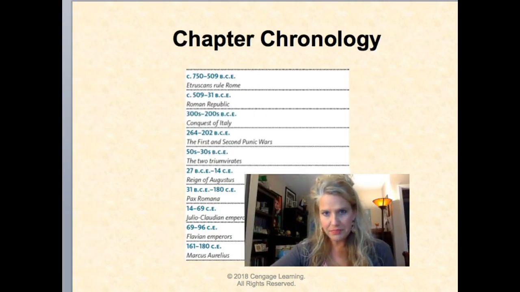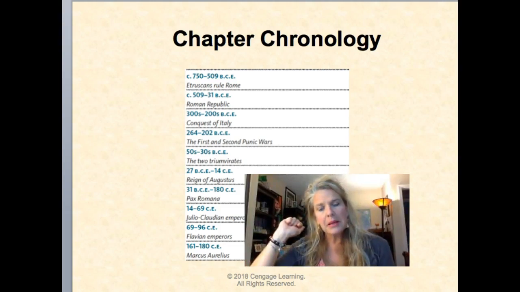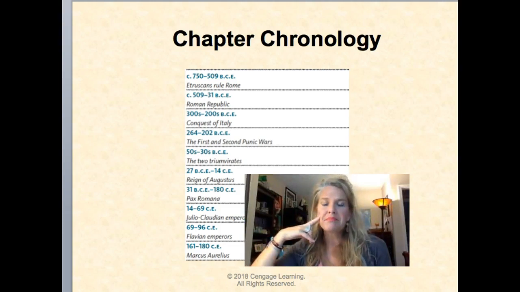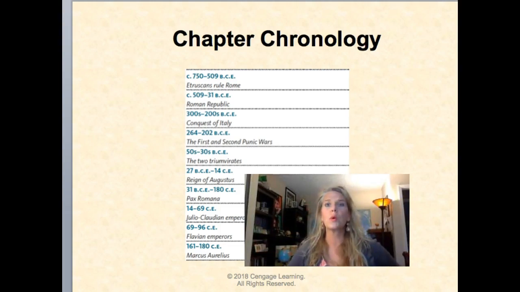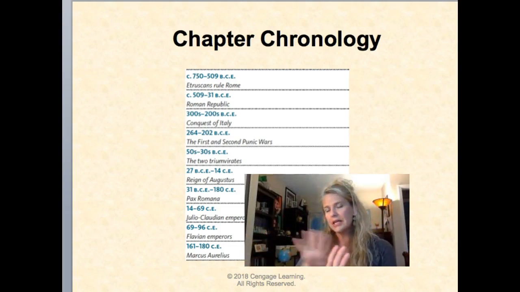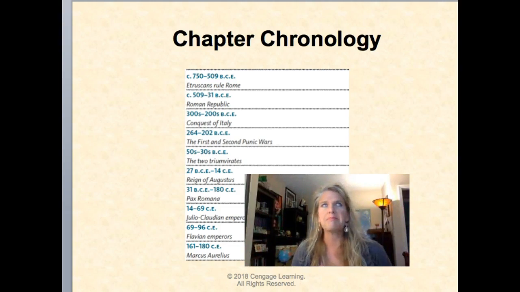Here we have the chronology. Etruscans rule from Rome. Rome Republic, conquest of Italy. The First and Second Punic Wars. Hannibal is amazing. I will probably put a link to watch a little snippet of the Hannibal story. Hannibal is an incredible person in history. His father, he was from Carthage, in the northern part of Africa. They were actually Phoenicians, so they're from Lebanon, and they sailed all around and settled the Mediterranean.